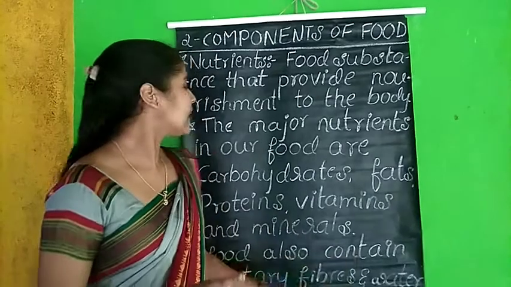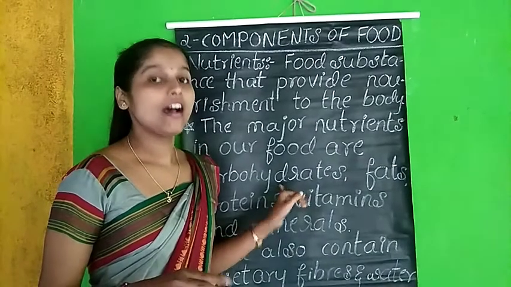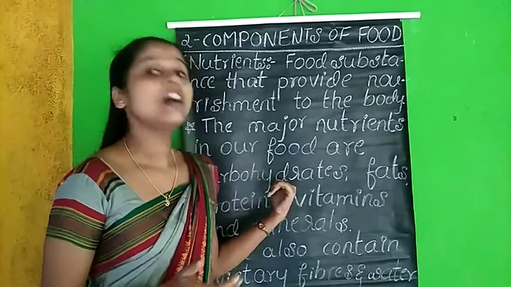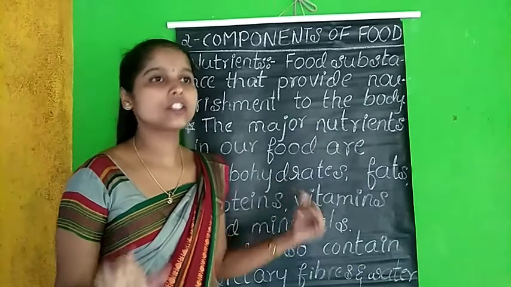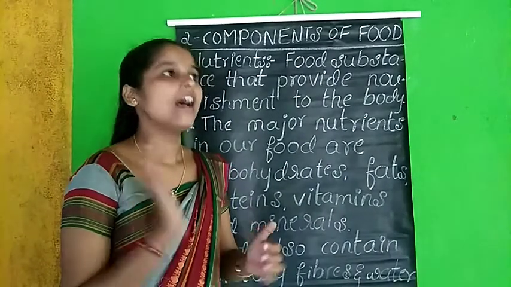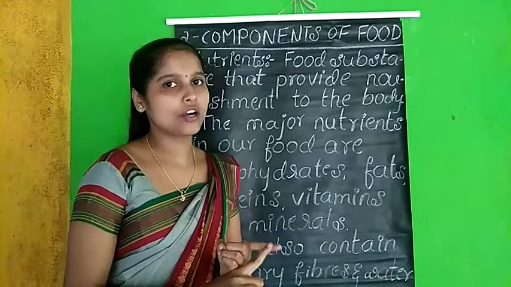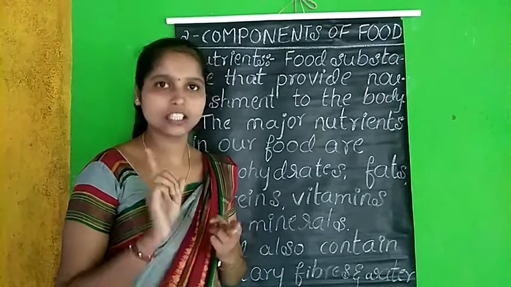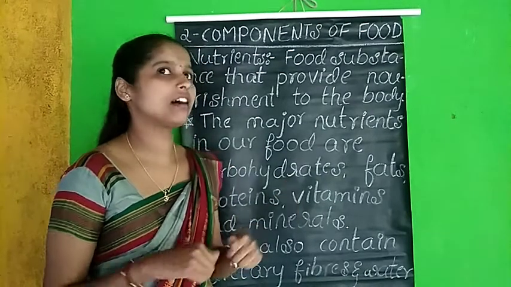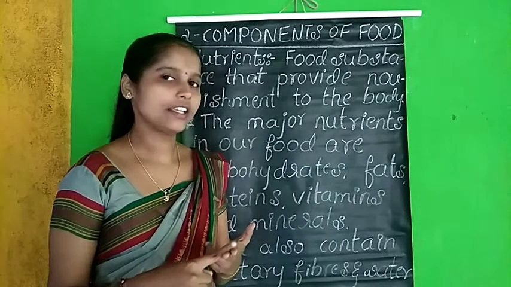Then, what are these carbohydrates? Carbohydrates are energy giving compounds. They provide energy to our body. There may be simple carbohydrates or complex carbohydrates. Examples for carbohydrates are rice, wheat, fruits, etc.